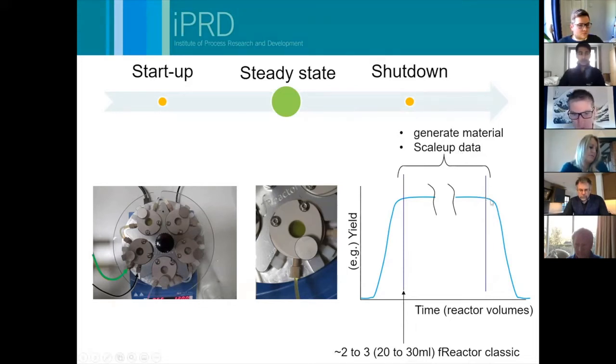Okay, and then we have the shutdown phase. So maybe we turn off one of the two feeds and then our yield would start to drop. Or we could just turn off the reactor at that point and maybe empty the contents out. And typically, around 2 to 3 volumes of the whole reactor is the amount of material we have to flow through to reach that steady state phase. So roughly, this is about 10 milliliters of volume within this reactor. So typically 20 to 30 milliliters of flow goes through the reactor before we reach that steady state phase.